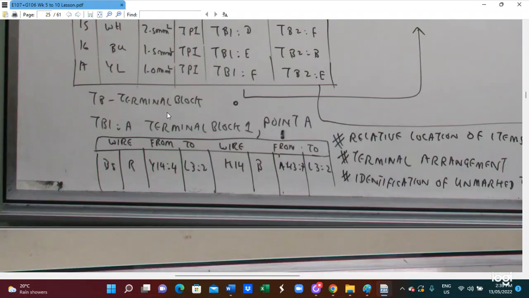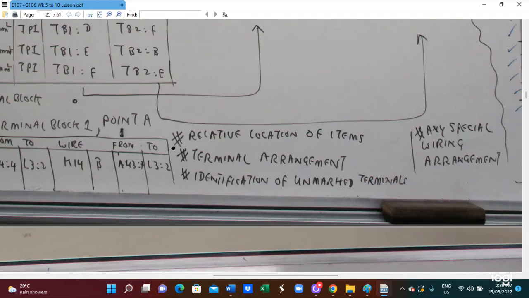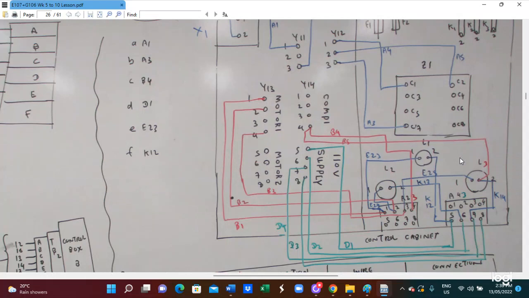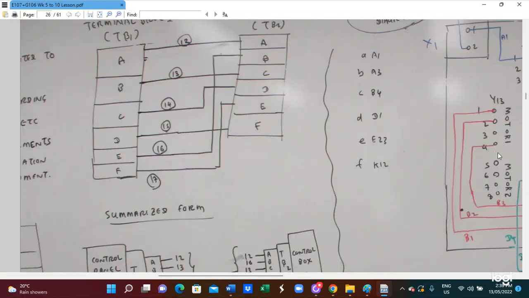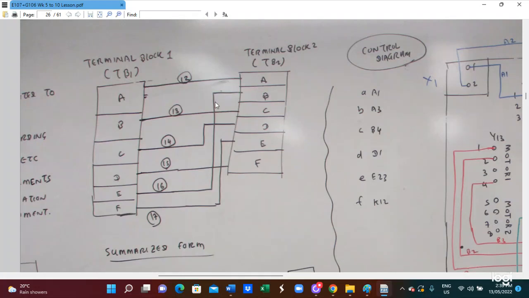And the terminal route schedule, wire from wire 2. In this case, you have to put a terminal route. So it is relevant for the terminating arrangement and identification of the marked cable. Those are also important, and also we have to follow the special wiring equipment. So here is a terminal block diagram.